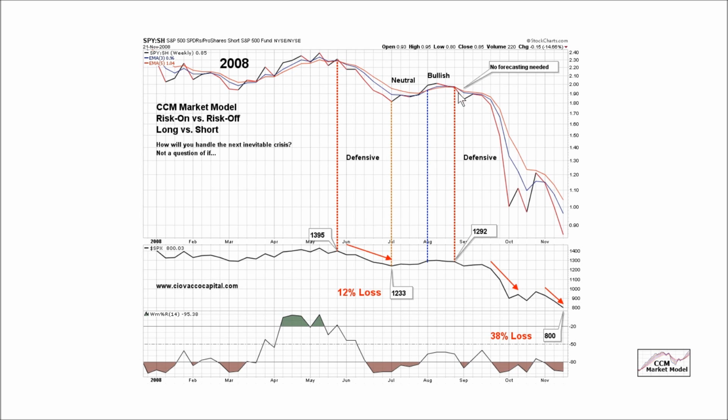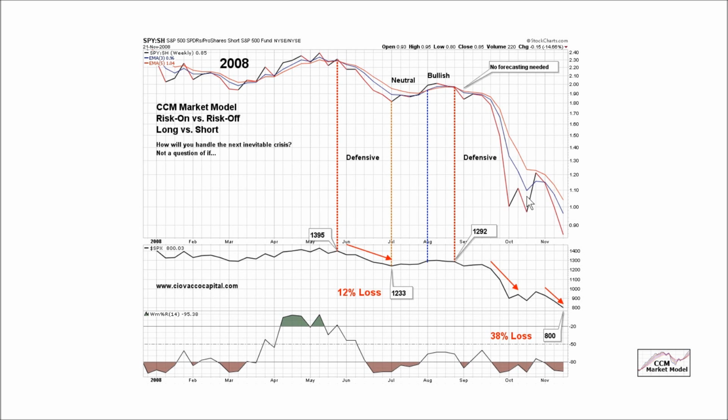I can see all of that before this big decline takes place in the S&P 500 index. We get our bearish look here. The S&P 500 drops from 1292 to 800. So the market model, bearish look, helps us avoid or begin to step away from risk during a 12% loss here and a 38% loss from here to here.